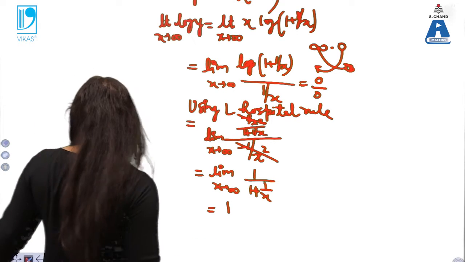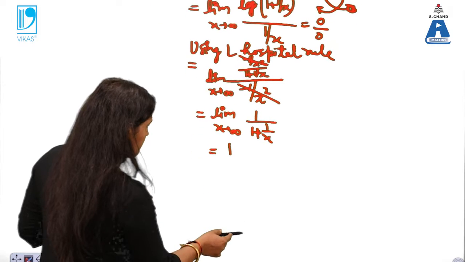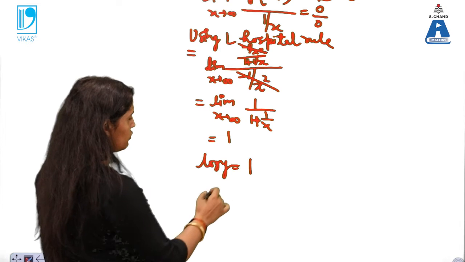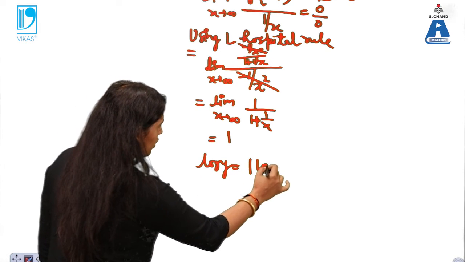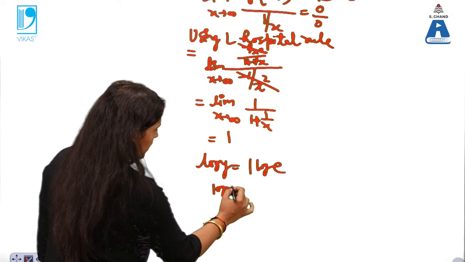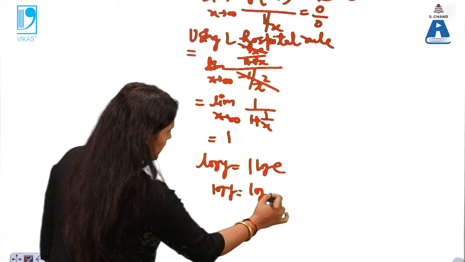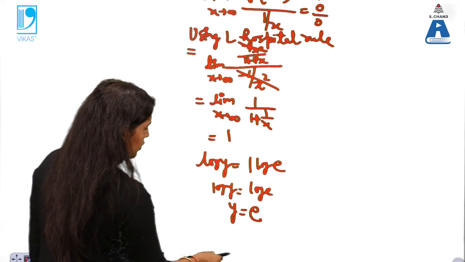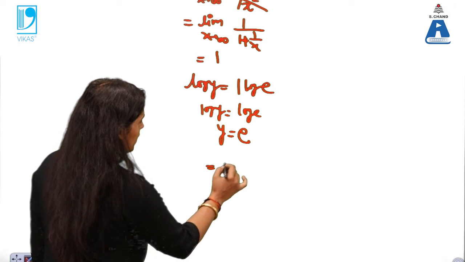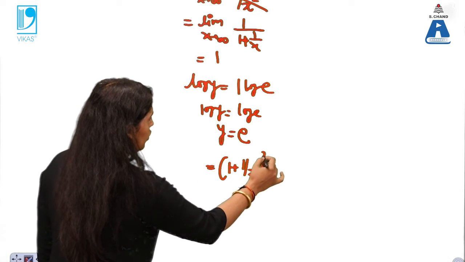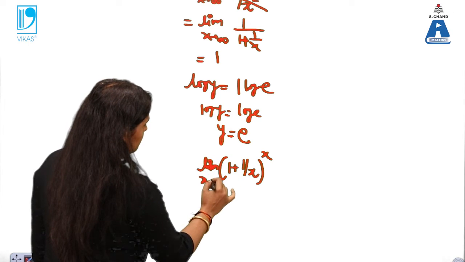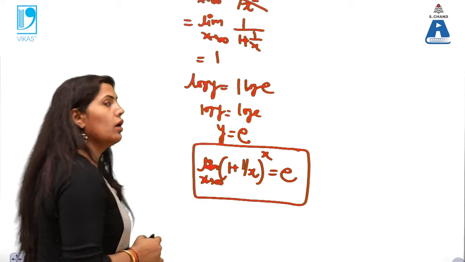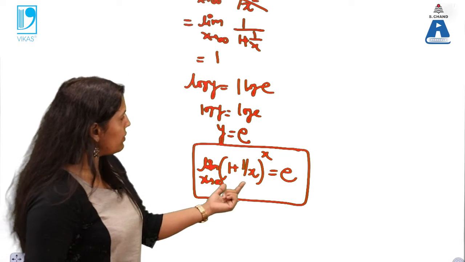So my LHS expression was log y, and now I am not writing the limit because it has no meaning. And on this side there is no log, so log y equals 1, that is log e to the power 1, which is 1. So y value, remove log, what exactly was y? Y was (1 plus 1 by x) whole power x, limit x tending to infinity on both sides. I have showed you how this limit is e, this limit finally is e.